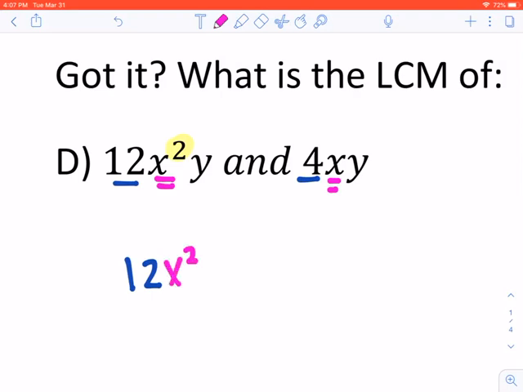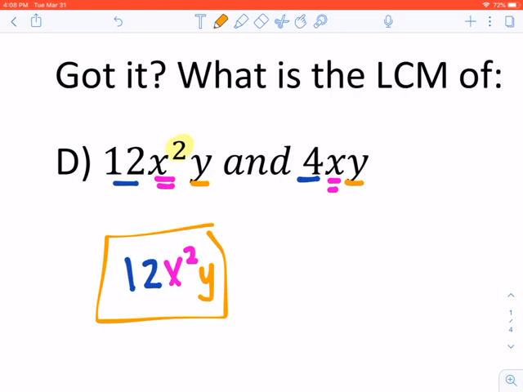And then between y and y, you can see that they're both y to the first, so they're already common. And so this is your least common multiple. If these were fractions, this would be your lowest common denominator between the two. And that's going to be on the harder side of what we're going to look at today.